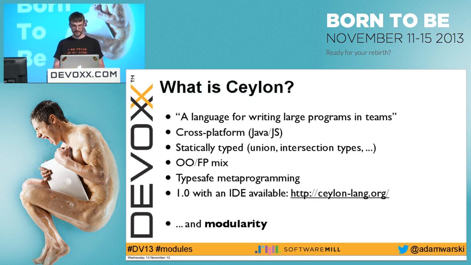So Ceylon, if you go to the website and read what Ceylon actually is, the first sentence says that it is a language for writing large programs in teams. So that's kind of what I was saying in the beginning, right? It tries to emphasize the words large and teams here, so that it makes it the main goal of the language to actually be able to write large programs, which may be promising. It's a cross-platform language.